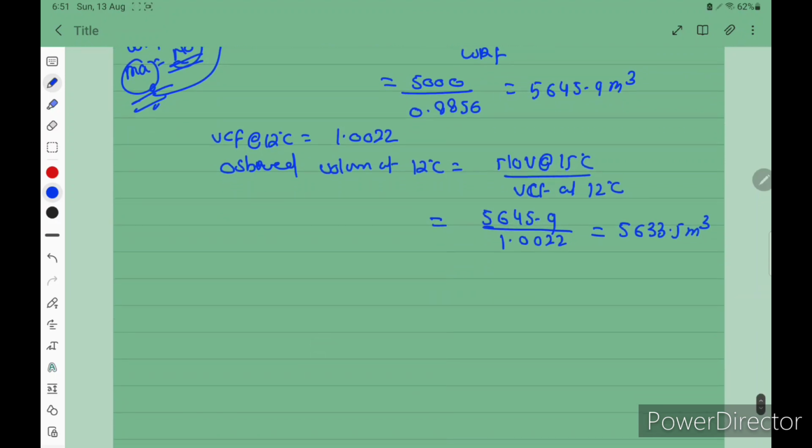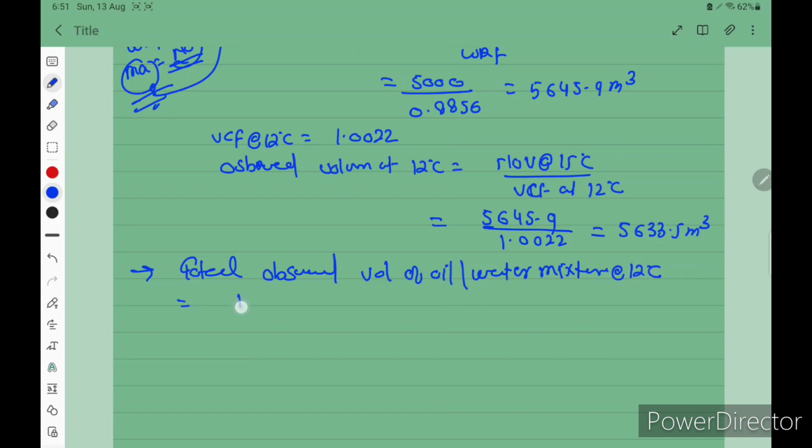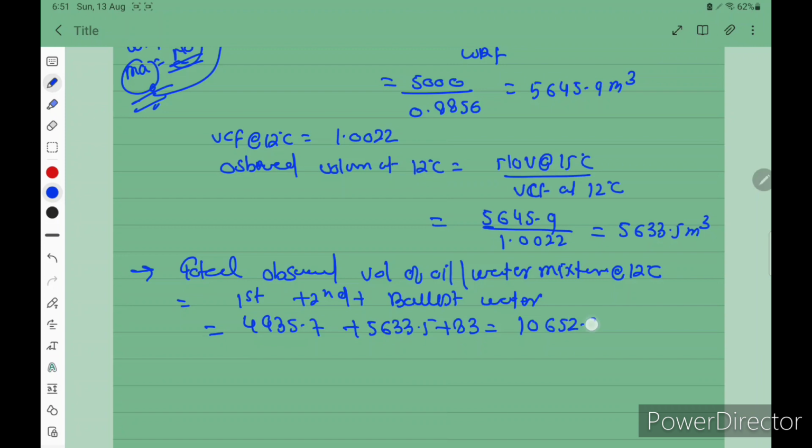Okay, so we have to add the ballast and both the cargo. So total observed volume of oil water mixture at 12 degrees centigrade: first parcel of cargo plus second parcel of cargo plus ballast water. So 4935.7 plus 5633.5 plus 83. So we get 10652.2 meter cube.